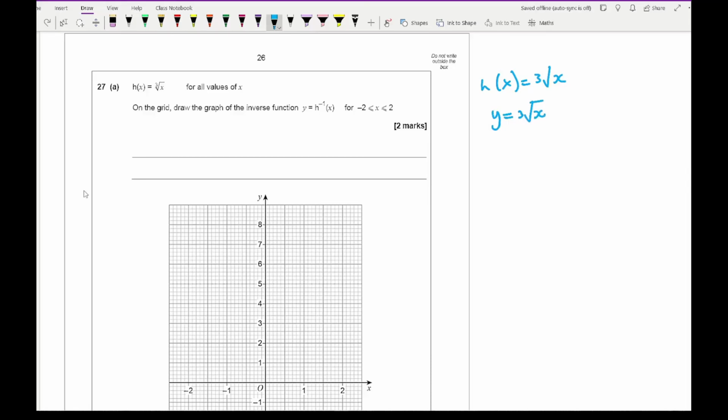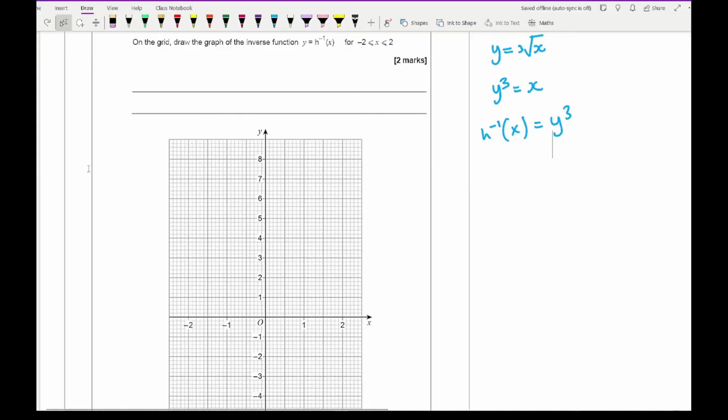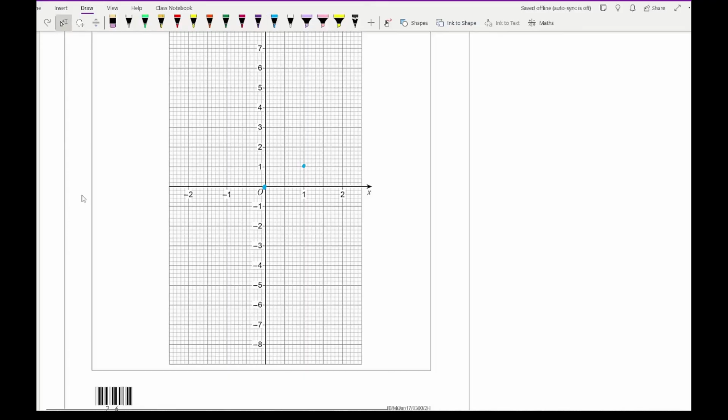So here I'm going to have y cubed equals x, and then once I've got that, I replace the y with x. So the inverse h of x is going to be x cubed. So the graph I want to plot is y equals x cubed. From this, 0 cubed is 0, 1 cubed is 1, 2 cubed is 8, and looking at the reverse of those, minus 1 cubed is minus 1, and minus 2 cubed is minus 8.